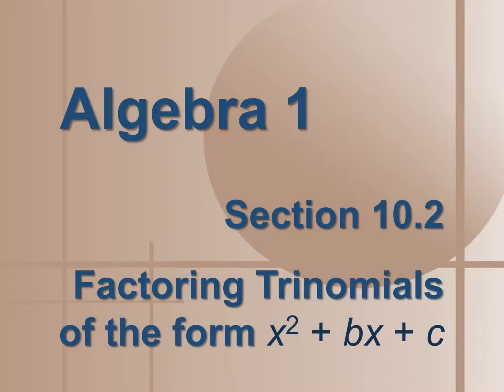Today we're looking at how to factor trinomials. So we're looking at some specific trinomials that look like this. They're in the form of x squared plus bx plus c, where b and c are real numbers. So they're always going to be in this type of form, and we're going to learn how to factor trinomials that look like this.